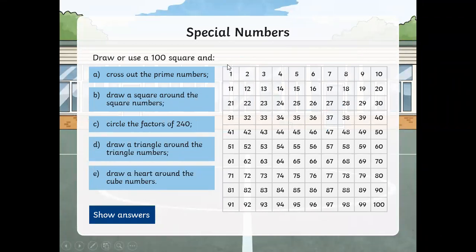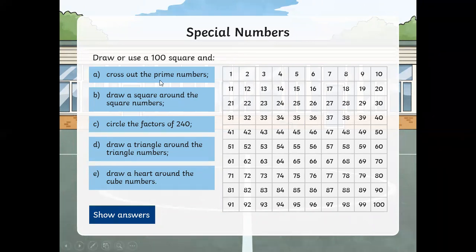Special numbers. Okay, so this is going to be an exercise for you guys. So either draw or use 100 squares. So this is going to take some time, but if you don't have one of these printed out or you can't print it out for any reason, please draw one of these by hand. Try and make it quite neat so you don't get too confused. And then we're going to do these things on the numbers square.